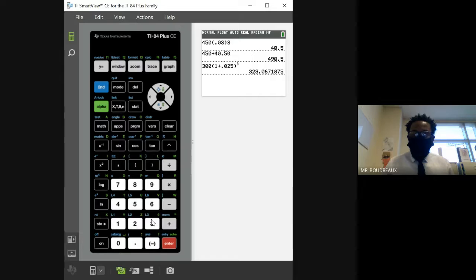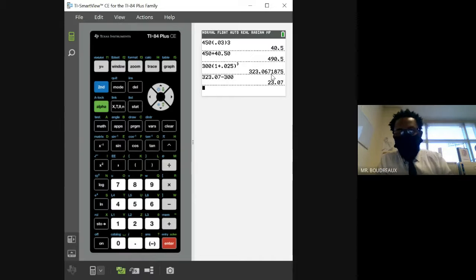But I want to figure out what's the interest. So 323.067. That should be rounded to 7 cents. I hope I didn't confuse anybody with that. It's just rounding, 8th graders, and subtract. Now I know both my interests, I know both my balances, and now I can compare.